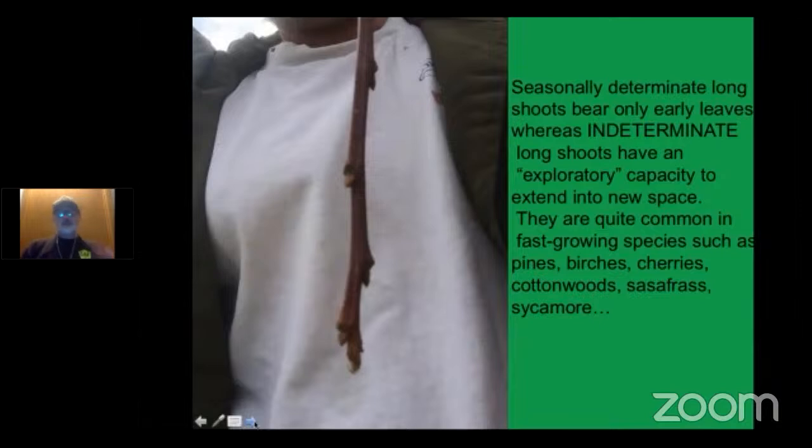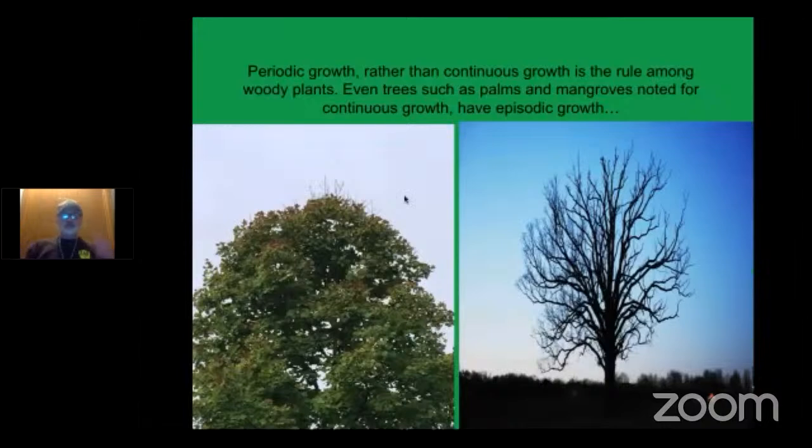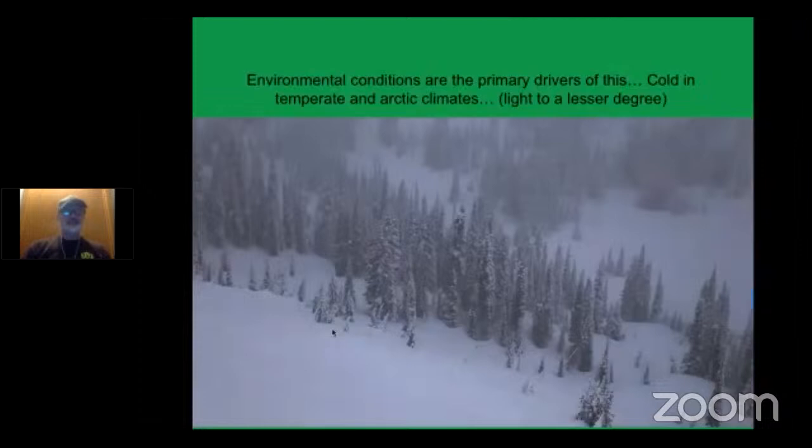Of course, periodic growth rather than continuous growth is a rule among woody plants. Even plants like palms and mangroves that are thought to be growing continuously actually pulse. And obviously for us in the northern hemisphere with the deciduous trees, we'll have growth in the summertime. They set buds, they go dormant, they lose their leaves. That's the same in other environments in the temperate zones as well. The environmental conditions are primary drivers of this. Good luck growing when it's 40 below 0 Fahrenheit or Celsius.